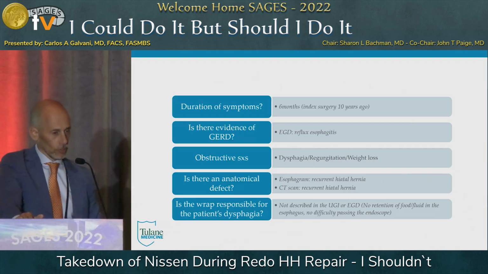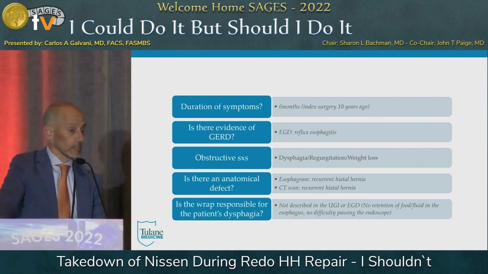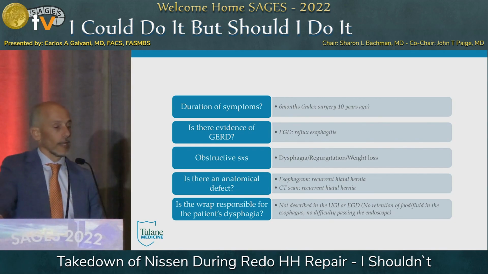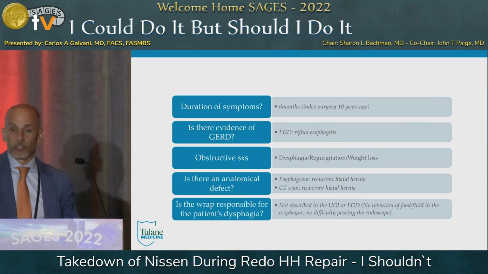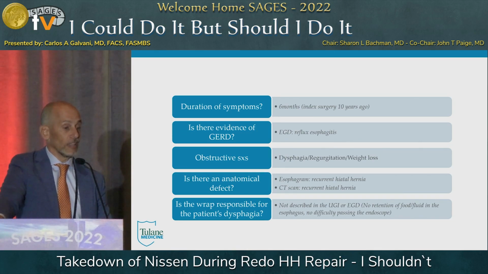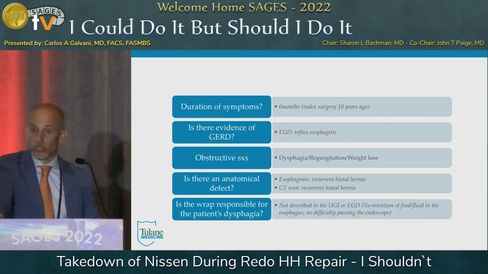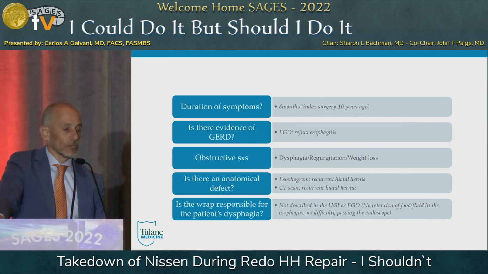So my interpretation of the case is, what is the duration of symptoms? Six months, and the patient had the surgery 10 years ago. Is there evidence of reflux? Apparently yes, because of esophagitis. Obstructive symptoms: the patient had dysphagia, regurgitation, and weight loss, so that definitely implies that. Is there an anatomical defect? There is a hiatal hernia recurrence on upper GI and CT scan. And is the wrap responsible for the patient's dysphagia, based on what we know?